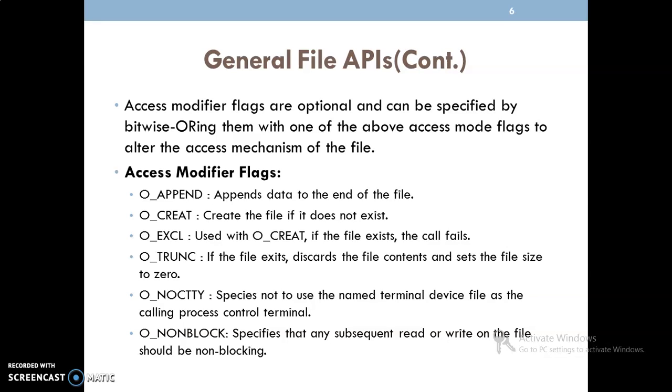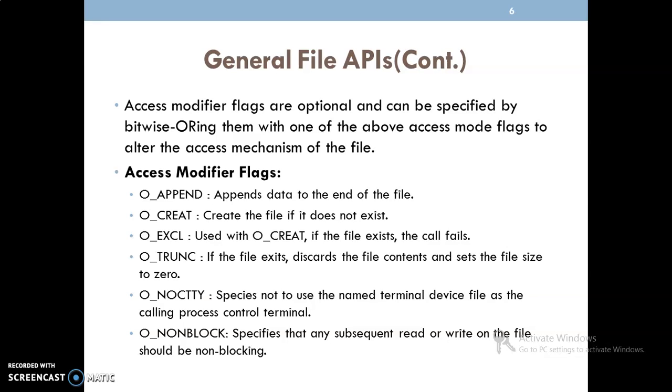O_EXCL used with the O_CREAT flag. What it means is that if the file exists, the call fails. That means the particular file name that we mentioned in the pathname. Also, if I mention the O_CREAT flag along with O_EXCL, it means if that file already exists, then the open API will fail for creating the file.